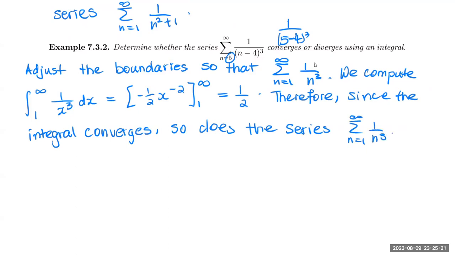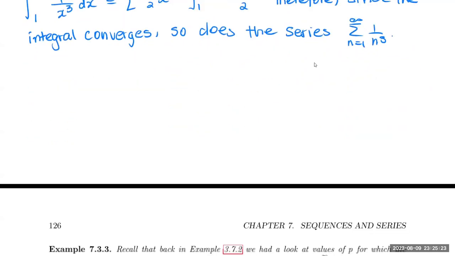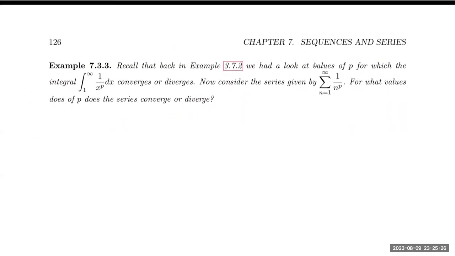Good. All right, so now, recall that back in example 3.7.2, which is the example of the improper integral of 1 divided by x to the power of p, which you could check is in lesson 8 where I talked about this, we had a look at the values of p where this integral converges or diverges. Now let us consider the series that is given by this. For what values of p does the series converge or diverge?